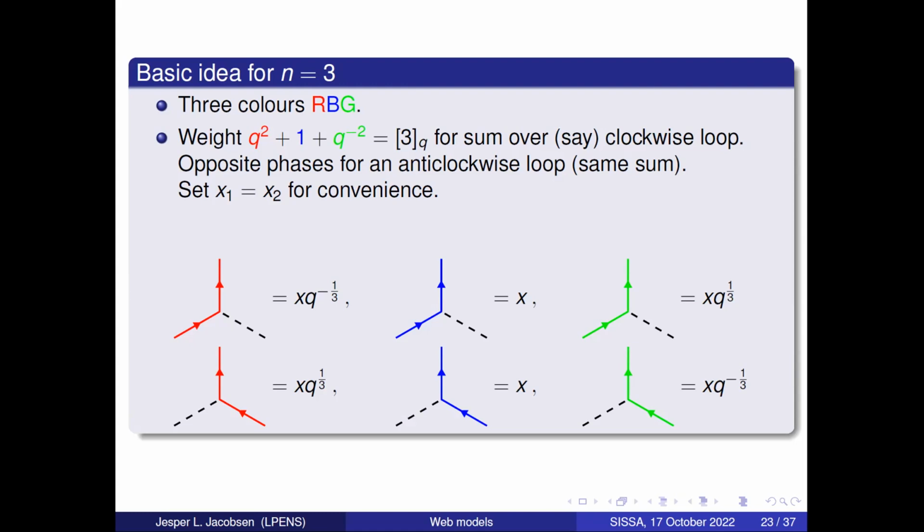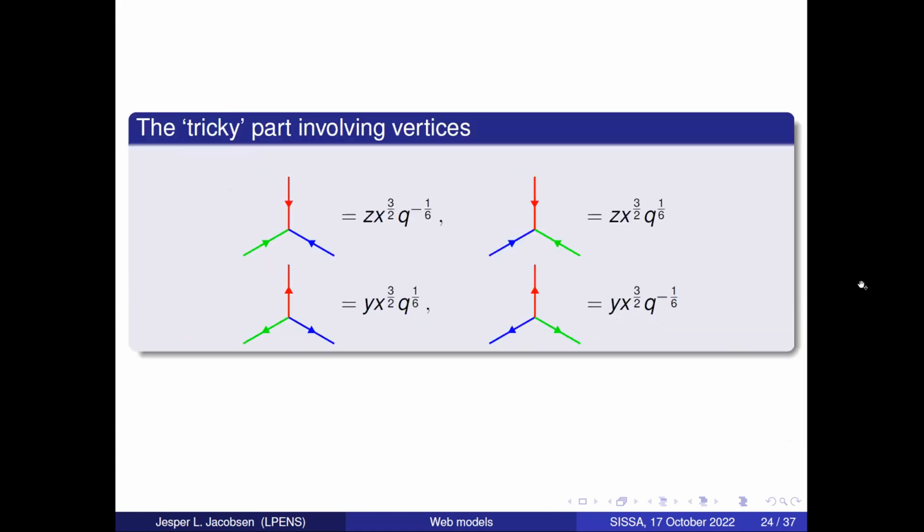And all of this is very nice, but then I have to say something about the bifurcations, and this is more tricky. And the solution is here on the board. It turns out that I should give some Q to the plus or minus 1/6, depending on whether red, blue, and green follow each other cyclically or anti-cyclically, and also whether the arrows go in or out. And I'm going to give you a glimpse of how I derived this in a moment.